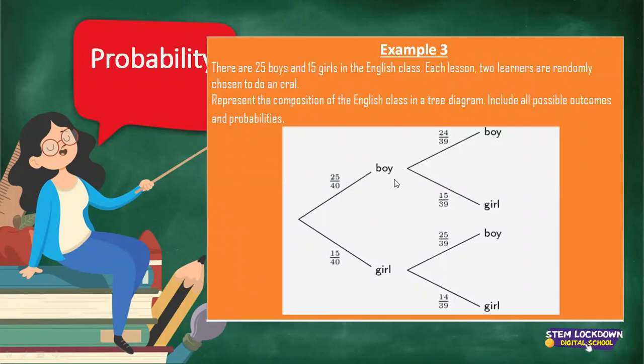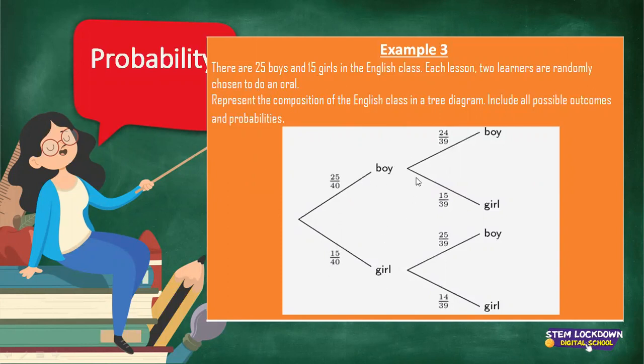So for all the possible outcomes, the first choice can be a boy or a girl. The probability of choosing a boy will be 25 out of a total of 40. You say 25 plus 15 is 40. The probability of getting a boy is 25 out of 40, and the probability of getting a girl is 15 out of 40. That's for the first choice.